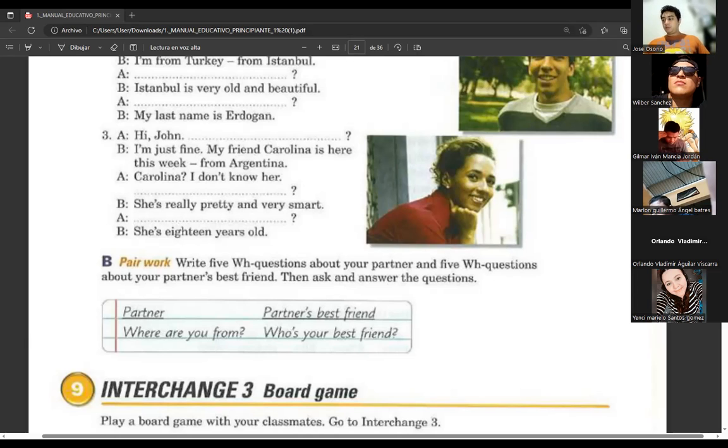Okay, conversation three. I'm just fine. My friend Caroline is here this week from Argentina. How are you? Oh, cool. She's really friendly. What's she like? She's 20 years old. How old is she? Muy bien. Very good. Ahí están los ejercicios. Este ejercicio lo vamos a encontrar en plataforma, así que ya lo llevan adelantado.